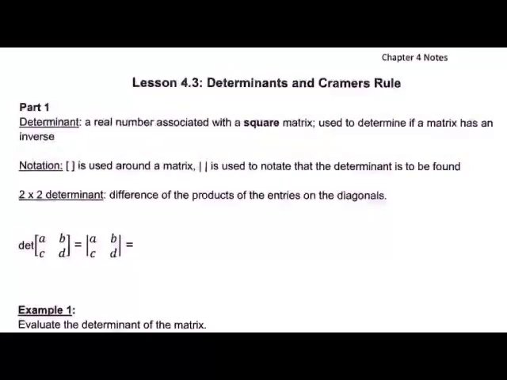These are the notes for lesson 4.3, Determinants and Cramer's Rule, and this is part 1 of lesson 4.3. So we're finding the determinant, and the determinant is a real number associated with a square matrix. Remember, square matrices are 2 by 2s, 3 by 3s, so they are square because they have the same number of rows, same number of columns. We can use the determinant to find inverses and also to solve equations.